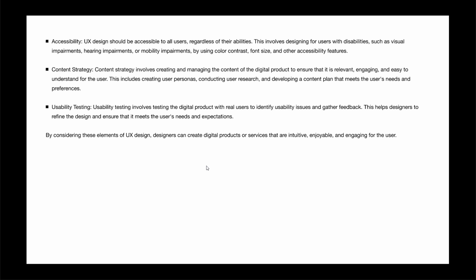One very important element of UX design is accessibility. UX design should be accessible to all users regardless of their abilities. This involves designing for users with disabilities such as visual impairments, hearing impairments, or mobility impairments. By using color contrast, font size, and other accessibility features, the designers would be able to create a product that is not only aesthetically pleasing but functional and accessible to all.